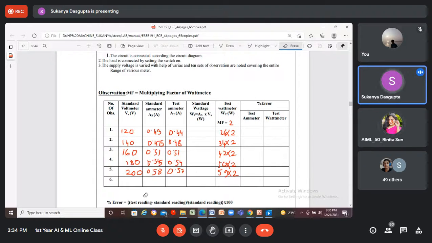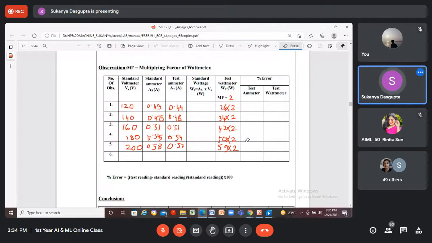For reading 1, the percentage error for the test ammeter is 0.43 minus 0.44 by 0.43 into 100. And suppose for reading 5, the percentage error for the test wattmeter is the standard power WS minus WT, the measured power, divided by the standard power into 100. Okay.